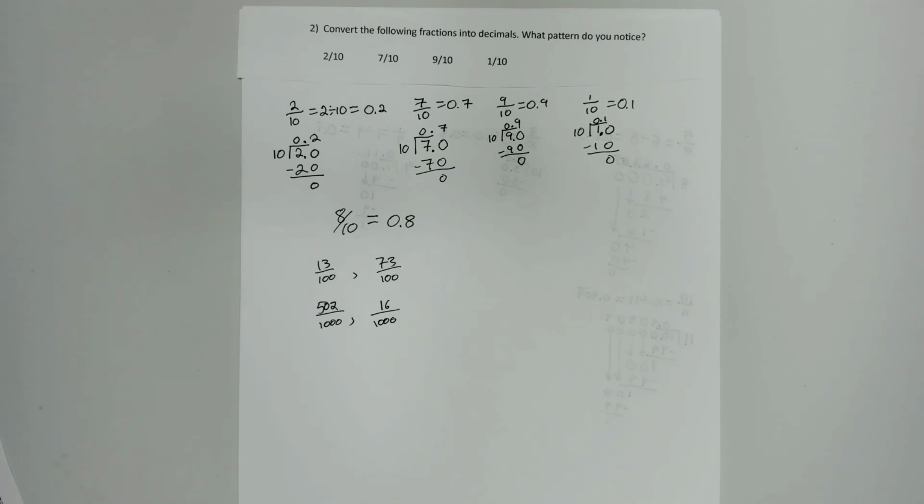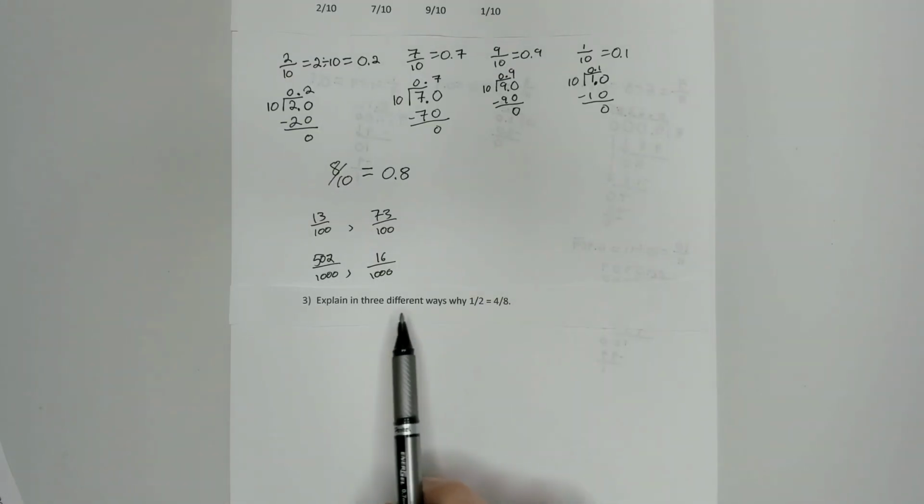All right, moving on to question 3. It says, explain in 3 different ways why 1/2 equals 4/8. So these are equivalent fractions, and we want to explain in 3 different ways why they are equivalent.